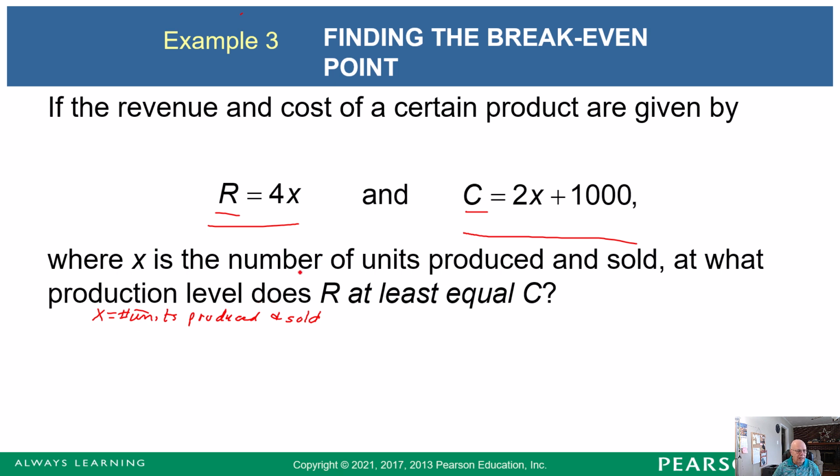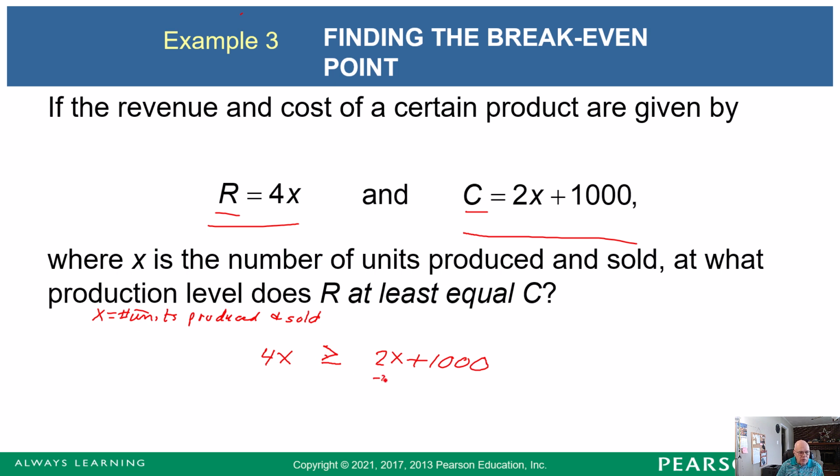That's fantastic. At what production level does R at least equal C? So we've got R is 4x, C is 2x plus 1,000. Now it says at least, so equality is included. Now, how about R? Can it be bigger than C? It says at least C. So yes, it includes numbers bigger than that. So there is our inequality. We just made one of our own. And we want to solve it.